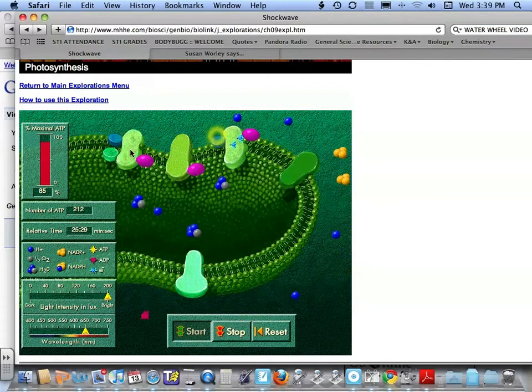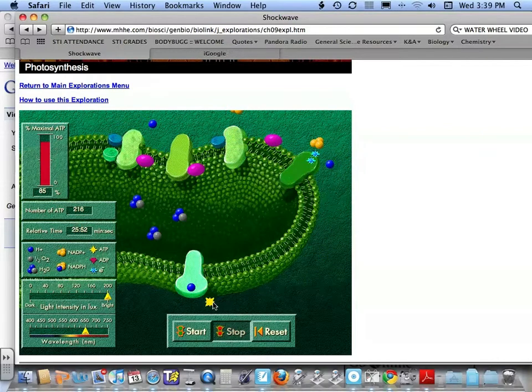So, photosystem 2, photosystem 1 over here. And finally, check this out. This is ATP synthase. Watch what happens. Proton goes out. And as proton goes out, something is made. That is ATP. All right.